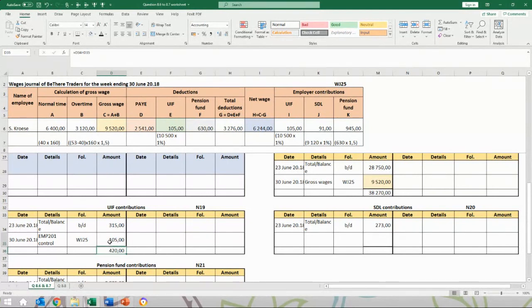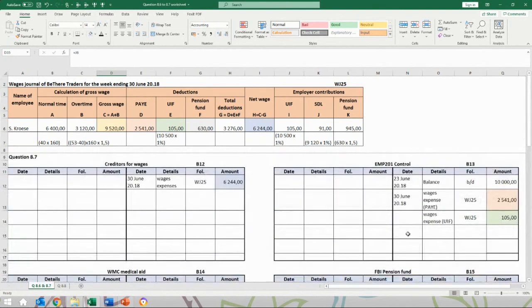So we've debited the 105. Now, what do we need to credit to make sure we've got a debit and a credit and that our accounting equation is balancing? What account will we credit to make sure we are balancing? Okay, we will credit the EMP 201. That's correct, Refillway. So in this case, we take UIF contributions to our EMP 201 control account with 105.